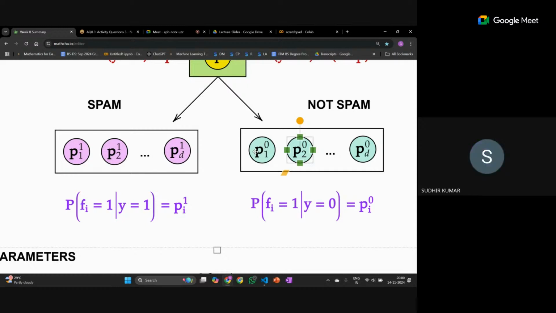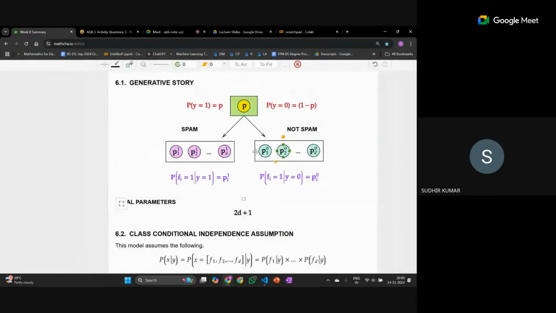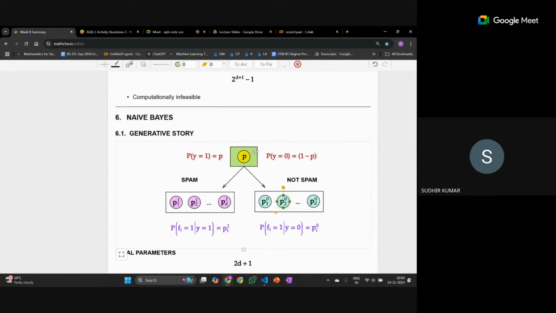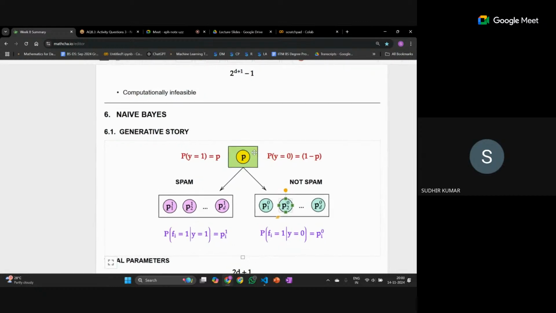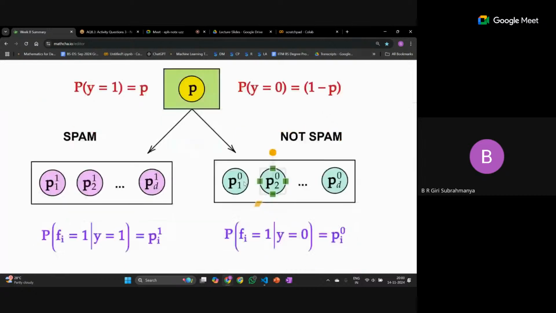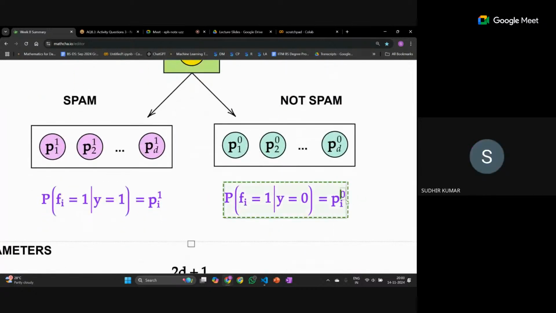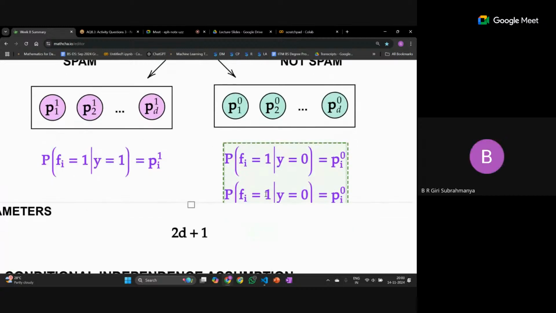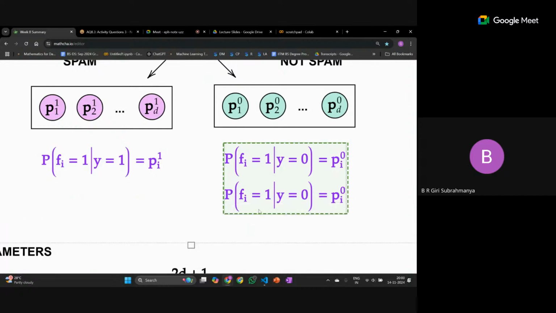Sir, can you scroll up a little bit? Yes. But here, P1 squared 0, it is 1 minus P. That is for P, sir. Understood. Yeah, for P, I'll just mention this. What you are trying to ask is for this one. This will be given by 1 minus this one.